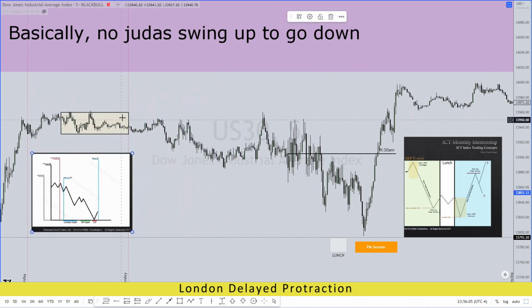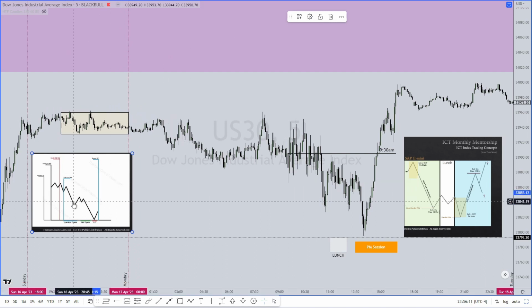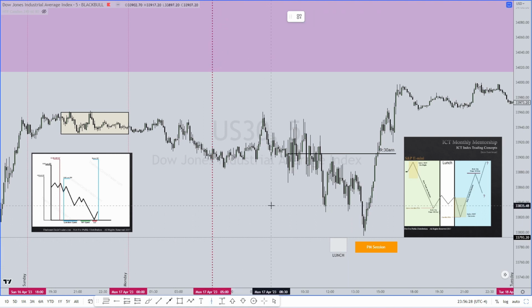So here we have Asia. There's no high run, but London just runs soft, and then the delayed protraction happens after 2. So here at 2 o'clock, that protraction is delayed, it comes up to a high. Then we know we've got the dead zone where we're waiting between 5 and 9.